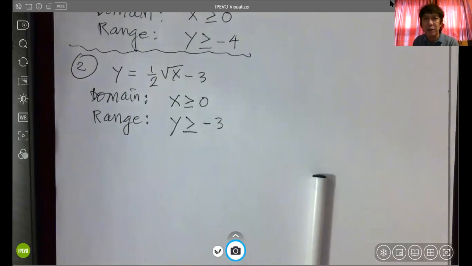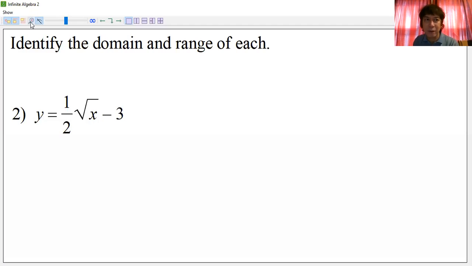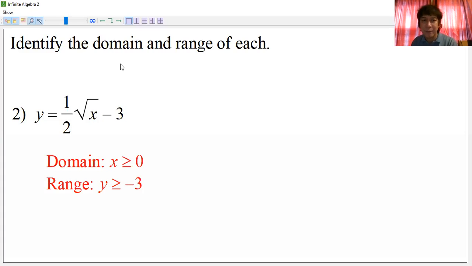Let's see the answer for verification. It's over here. The domain is x greater or equal to 0. y is greater or equal to -3. It's correct. We answered correctly.